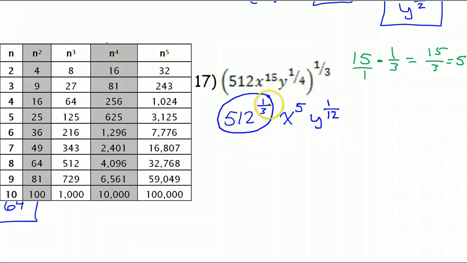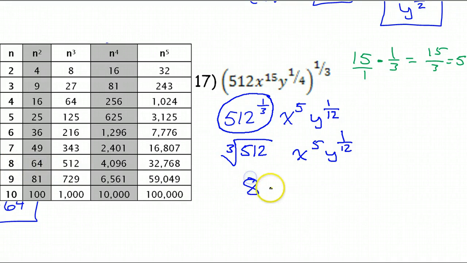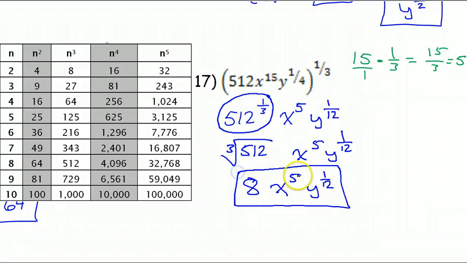Okay, what is 512 to the 1/3 power? Well, look guys, just understand that this is the cube root. 1/3 power is the same thing as the cube root of 512. Going to bring this stuff down. And the cube root of 512 is 8. So that's going to give us 8 x to the 5th power y to the 1/12th power. So that, my friends, should be the final answer to the final problem.